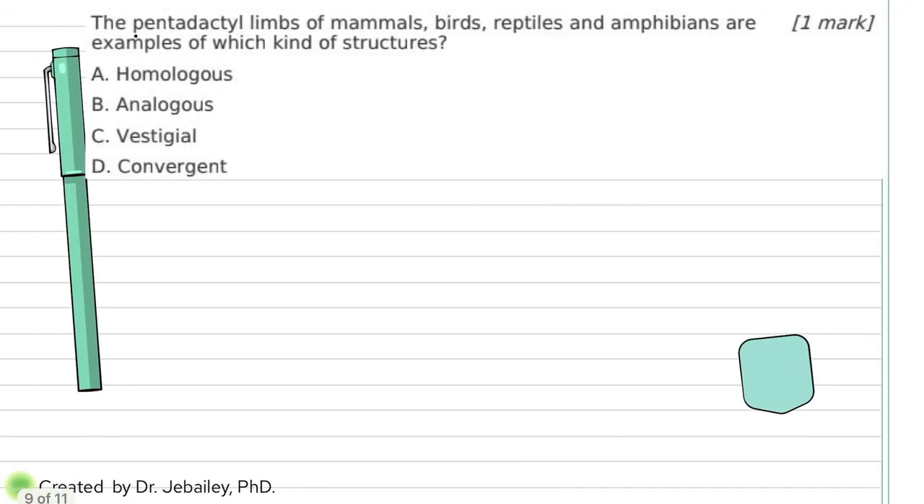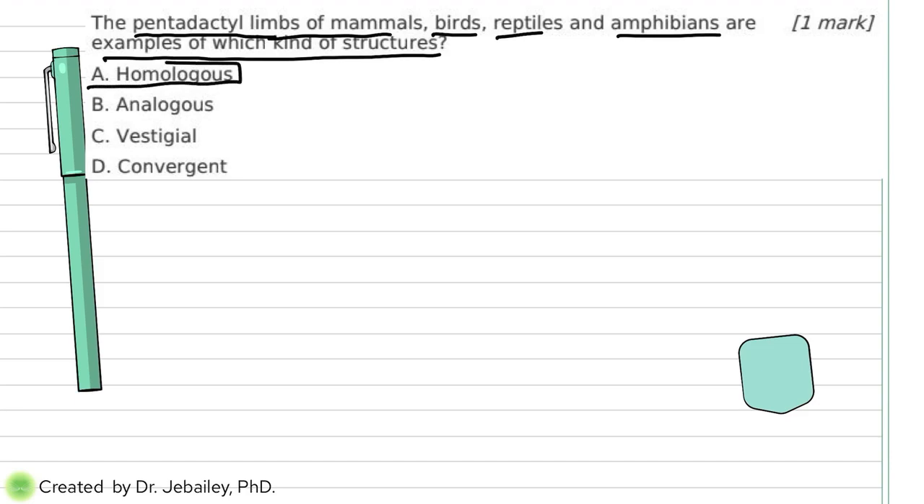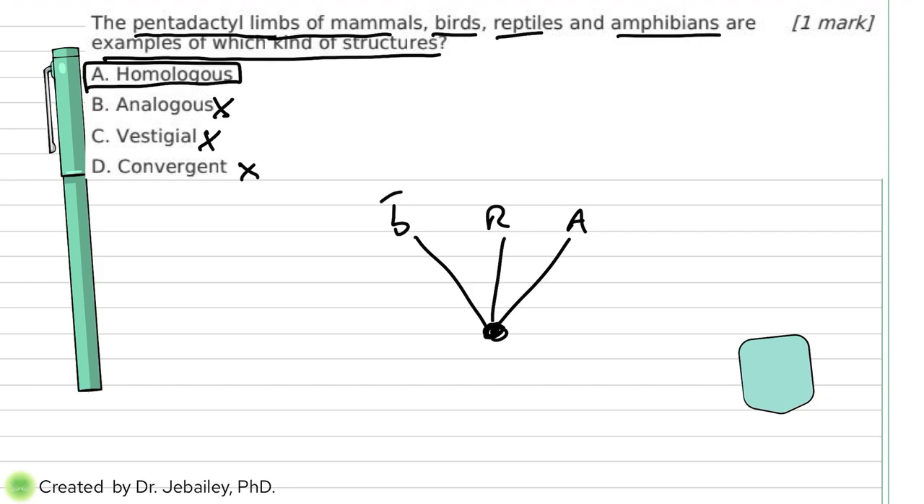The next one: the pentadactyl limb of mammals, birds, reptiles, and amphibians is an example of which kind of structure? We already said this before. Remember, they have the same structure, so obviously it's homologous. Analogous would mean they have different structures but the same function, which is not true. Vestigial means they lost organs, and we don't talk about losing organs between reptiles, birds, and amphibians. Convergent means they come together as one, and they do not. The birds, reptiles, and amphibians don't come together as one; they are literally separated, so it's directed this way and not this way. So the answer is A.